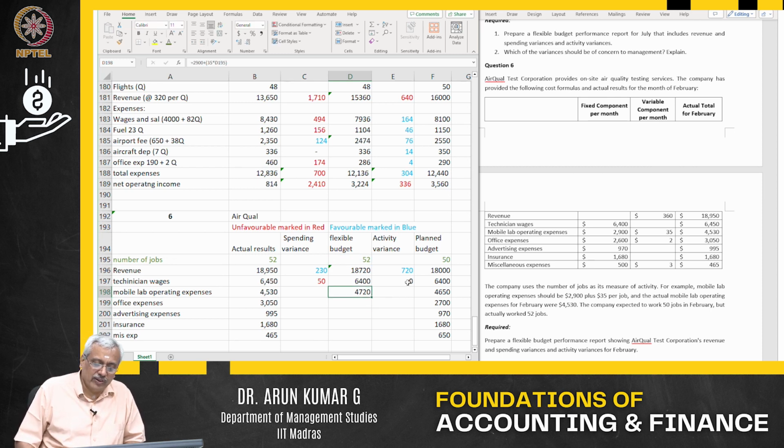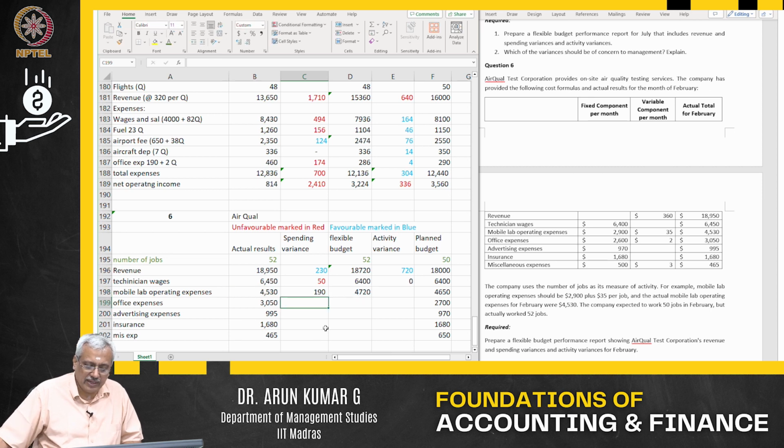4720. I could have spent for 52 units, whereas I have spent only 43, 40, 45, 30. So what happens? It is favorable variance for me in this particular case. In terms of spending, I have spent less.